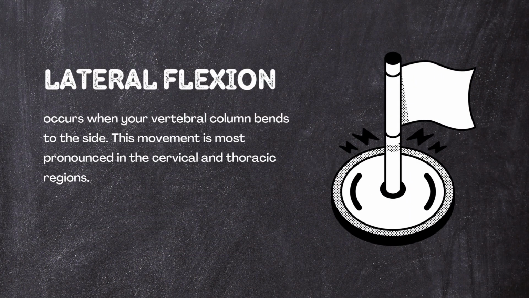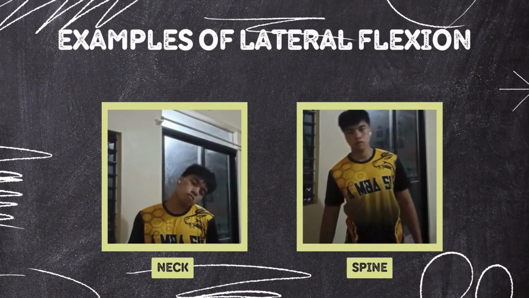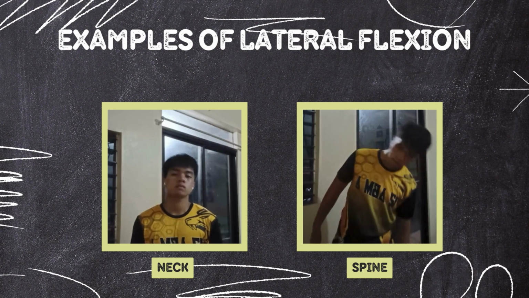Lateral flexion occurs when your vertebral column bends to the side. This movement is most pronounced in the cervical and thoracic regions. As well, I chose the example of lateral flexion by showing the movements of my neck and spine.